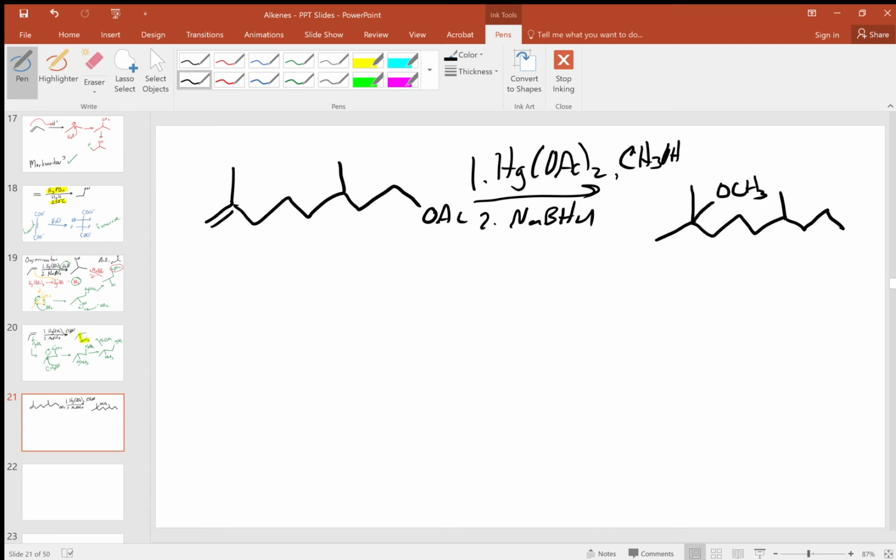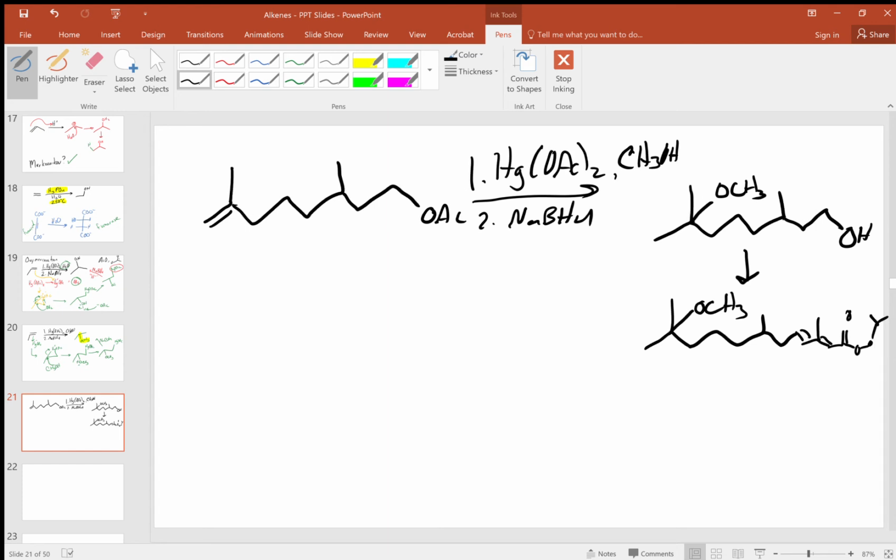We get the ether formed at the more substituted carbon, and then this acetate group actually gets removed and converted back to an alcohol in this reaction as well. This just then needs to undergo a couple of additional steps, and finally we get to a final product. That looks like this.